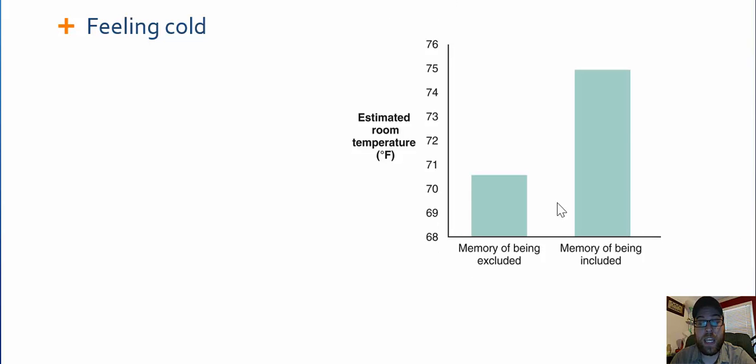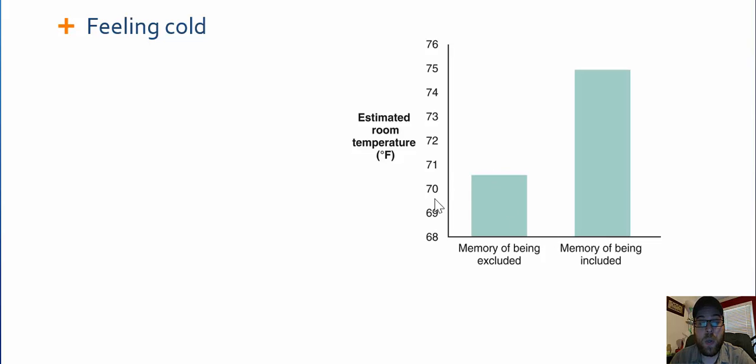On the x-axis, we have the two different groups. Group 1, a memory of being excluded, and Group 2, a memory of being included. On the y-axis, we have the dependent variable, the estimated room temperature, the thing that we think might change as a result of the independent variable.